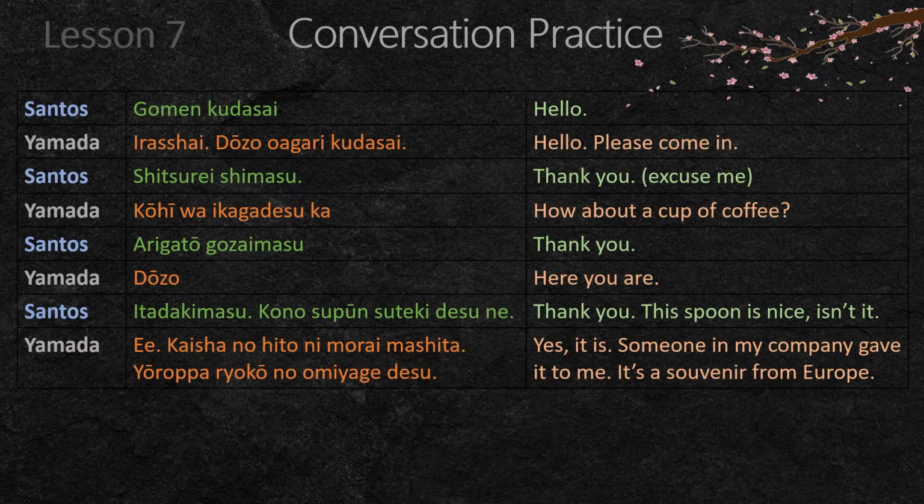Yamada-san says, kaisha no hito ni moraimashita. Yoropo rokko no omiyagi desu. Yes, it is. Someone in my company gave it to me. It's a souvenir from Europe.